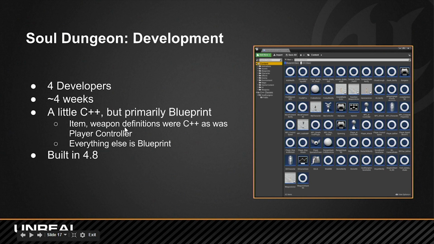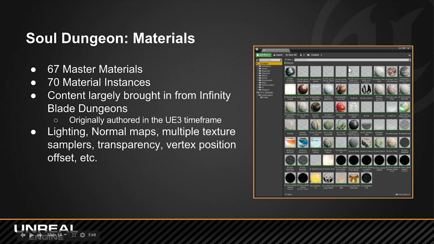And for what it's worth, this was originally built in 4.8. Okay, so where Match 3 was an example of authoring, prototyping quickly, and then optimizing down almost as far as we could go, this project is more of an example of taking high-end content and having it run almost as is with very few optimizations. If you go through this project, you'll see that there are 67 master materials and just about an equivalent number of material instances.